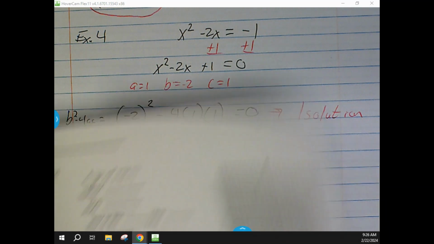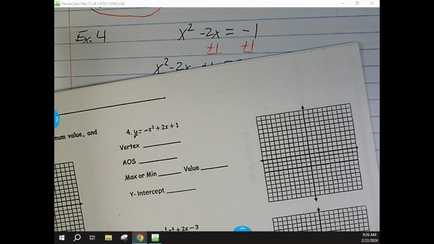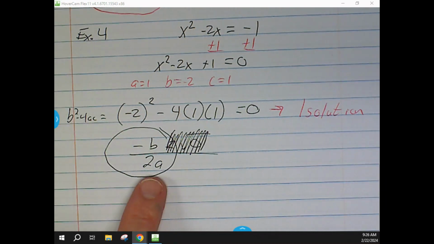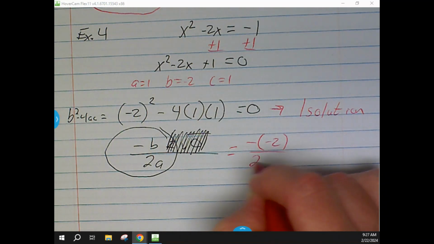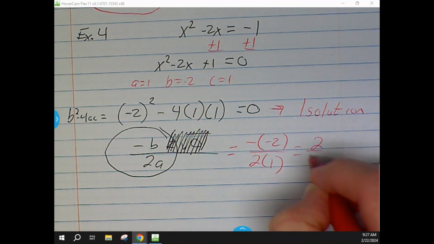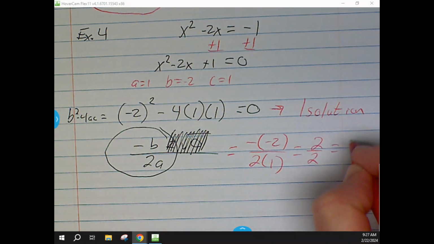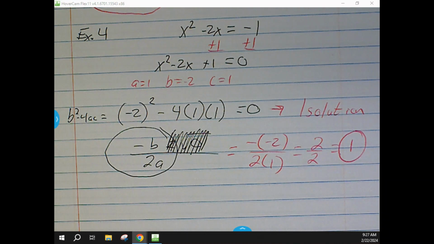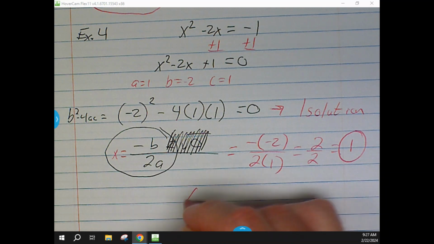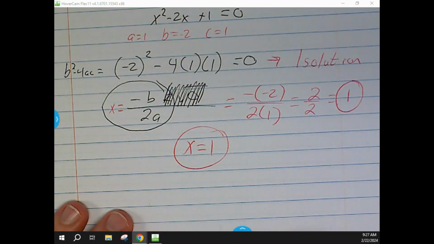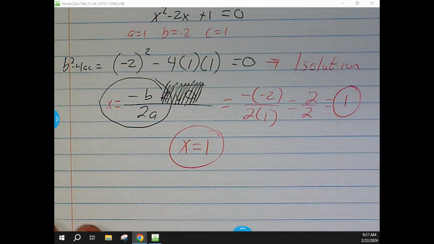So when we were doing this test, we had to do the negative b over 2a to find the vertex. Look at it right there, there's the negative b over 2a. It's the same thing we were doing because it's still working with the quadratic. So for this one, when you do the negative b over 2 times 1, we get a positive 2 over a positive 2, which means the solution is 1. So we get one solution at this point, and it's going to cross the x-axis. The solution, the root, the x-intercept, whatever you want to call it, is just x equals 1.